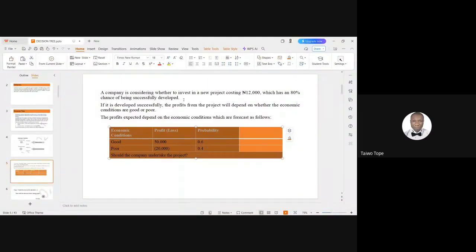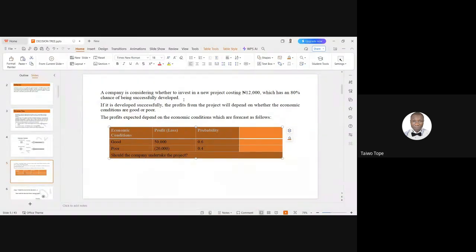60%, 0.6. And when you develop the business, the other economic condition that can befall your business is a poor situation. When you are faced with a poor economic condition, you experience a loss of 20,000, and the associated probability is 0.4, or 40%. So all this we are doing can be represented in a decision tree.